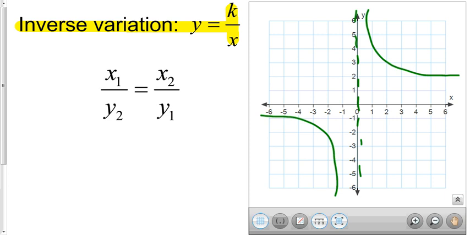Take a look at how we set it up. We're putting the x values in the numerator now. We're also kind of crisscrossing x1 and y1 and x2 and y2. So you're going to take the first x value over the second y value and set it equal to the second x value over the first y value. Because it's an inverse variation, this is how we want to set it up.